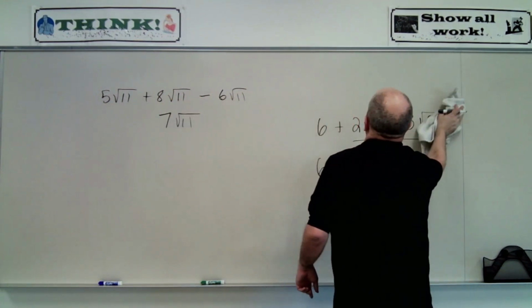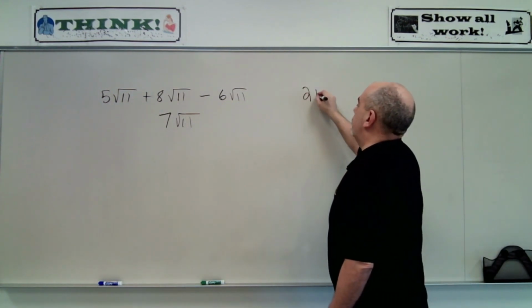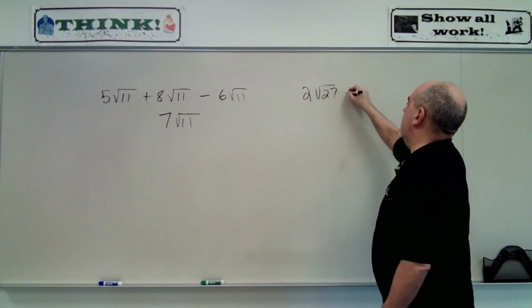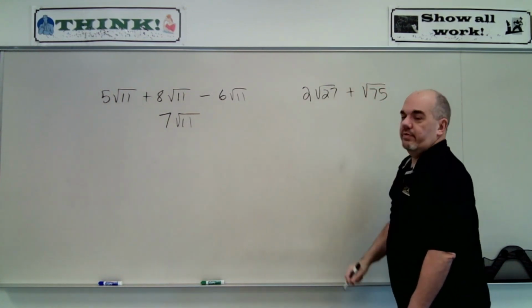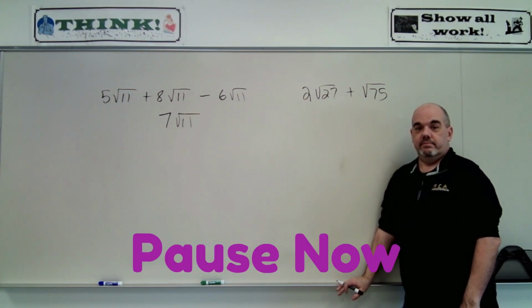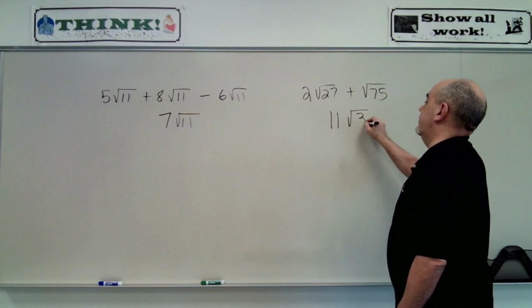And then let's do one where you have to break down the square roots. 2 square roots of 27 plus the square root of 75. Go ahead and pause the video now. All right, you should have gotten 11 times the square root of 3.